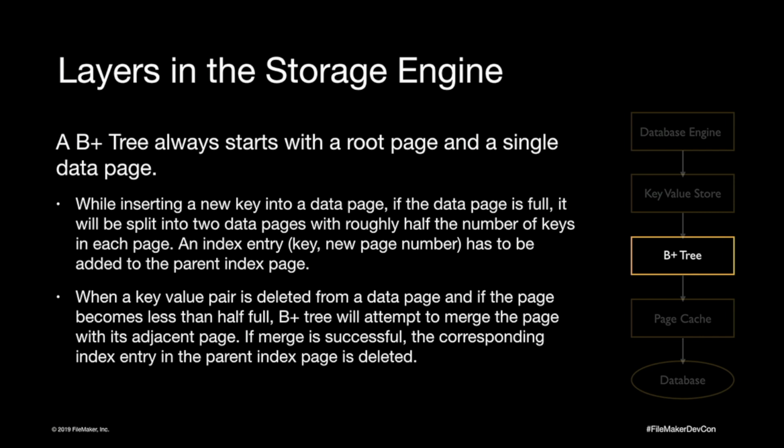Similarly, the converse: if you delete a key value pair, and after you delete it the page becomes too small, in the sense that more than half the page is free, we don't want to fragment the B plus tree because it will be a waste of space. So we try to see if we can merge this page with one of the adjacent data pages. If it is possible, we merge two pages into one single page and then remove the index entry in the parent index page. So they nicely complement each other.